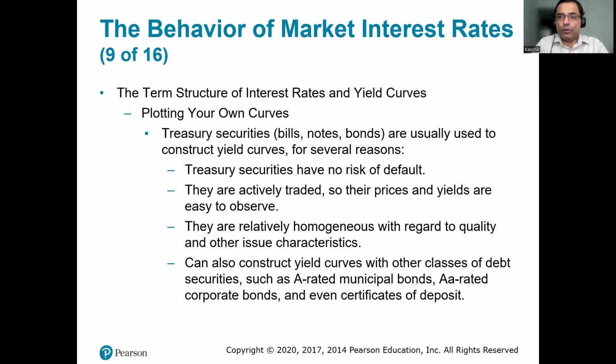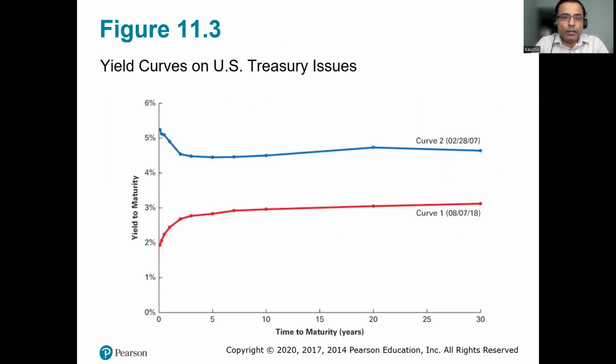So when we want to plot the yield curve, we can take any category of bonds. So let's say the treasury securities, because in this case they are actively traded, so their prices and yields at different terms to maturity are available. So we can plot the yield versus the time to maturity, and then we will get the yield curve. We can do a similar exercise for other categories of bonds, provided we get sufficient information. So this is the typical yield curve for US Treasury security.